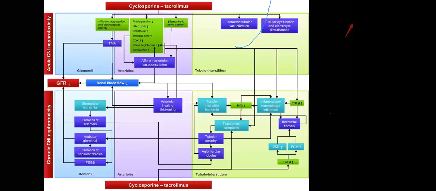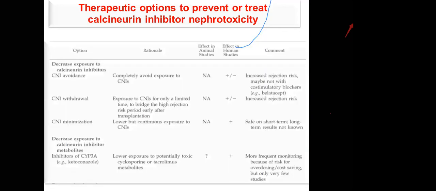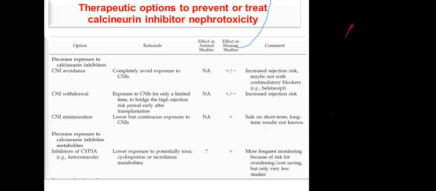If you just focus, it has an acute insult on the kidney, which will affect the glomeruli, arterioles, and the tubular interstitium. Also a chronic insult on the kidney, which affects also the glomeruli and the arterioles and the tubular interstitium. And this stimulates us to have a solution for this. We decide to give the patient a form of CNI avoidance, CNI early withdrawal, CNI minimization, and giving some drugs to inhibit cytochrome P450 to be able to decrease the doses.